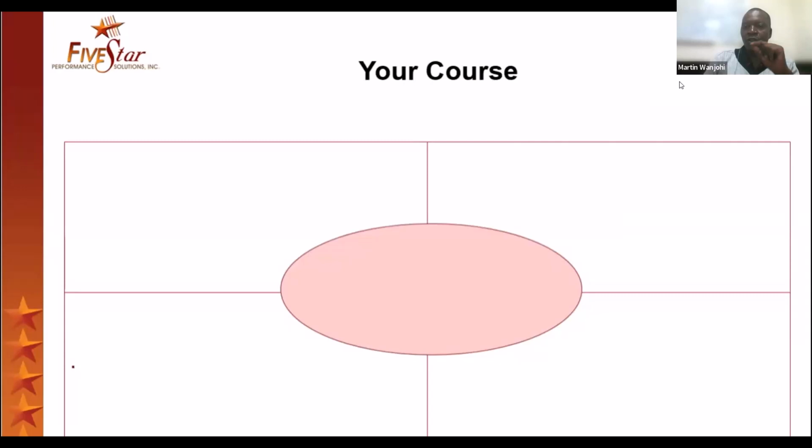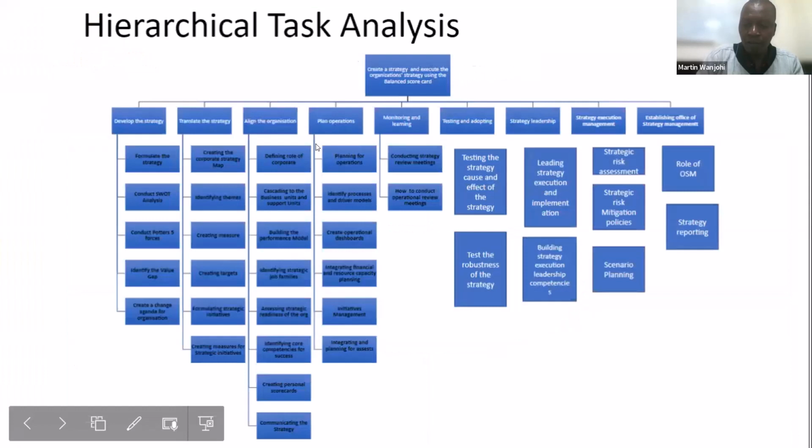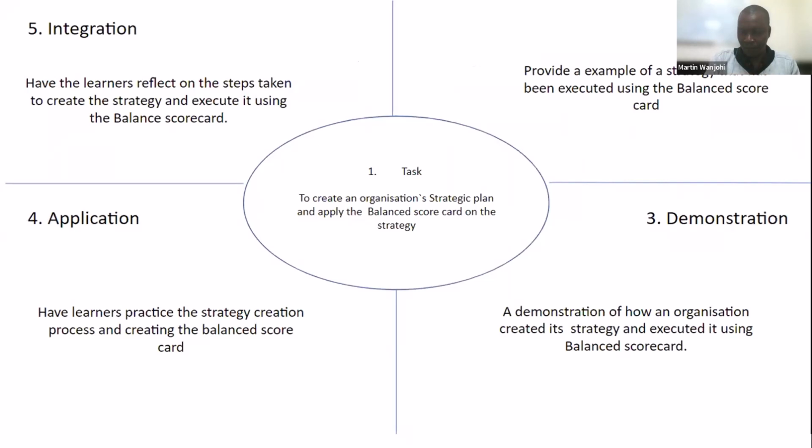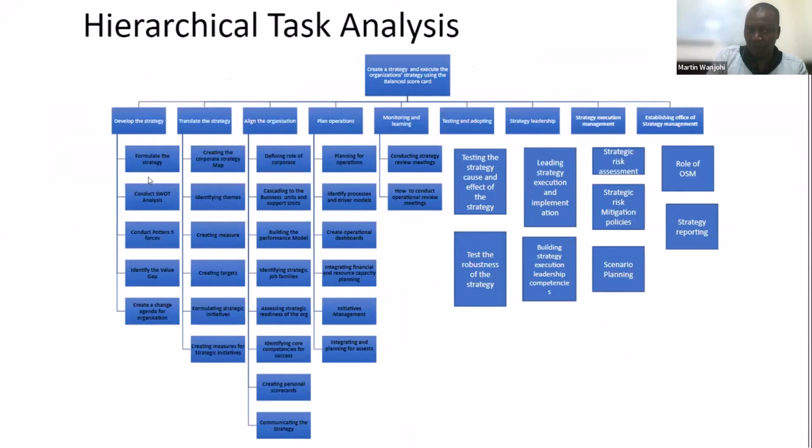If I may just go back on the screen to this example here. This is what I designed for my balanced scorecard course. The task I want these learners to be able to do after the training is to create an organization's strategic plan. For them to be able to develop a strategic plan, they would need to be able to formulate strategy. Going down from row one, these are the skills, the competencies that they would require to develop a strategic plan.